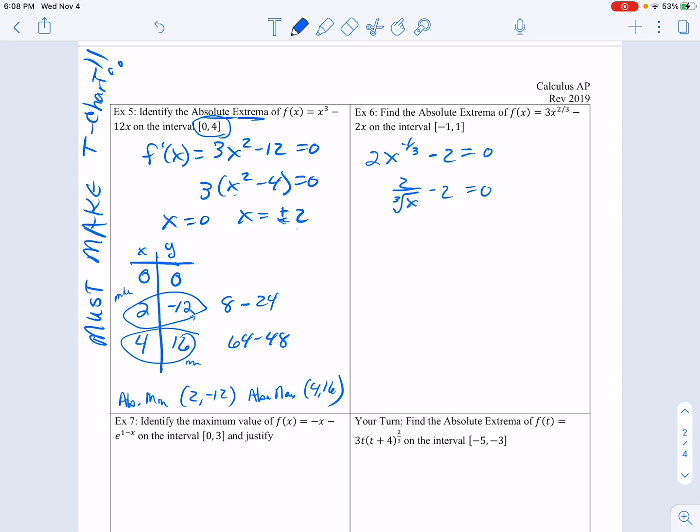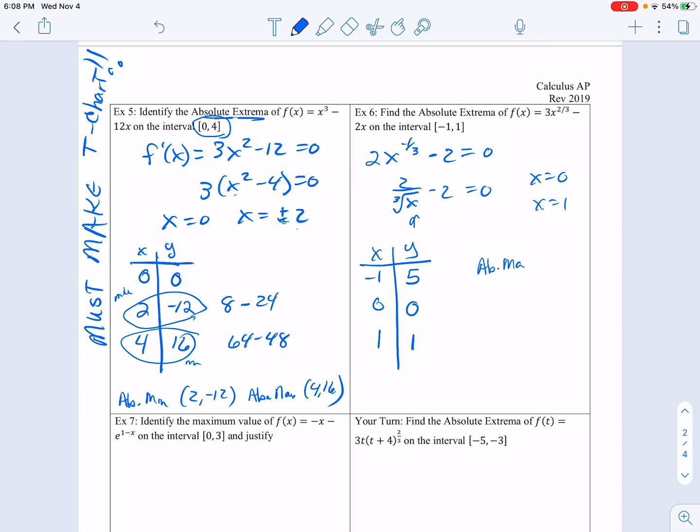Well, if x is 0, this is undefined. If x is 1, you get 2 minus 2 and you get 0. So those are your critical points. I make my chart. I have x and y. I have negative 1, 0, and 1. You plug them in. The cube root of negative 1 is negative 1, but square it, so you get 1, is 3, plus 2 is 5. This is 0. You get 3 minus 2 is 1.